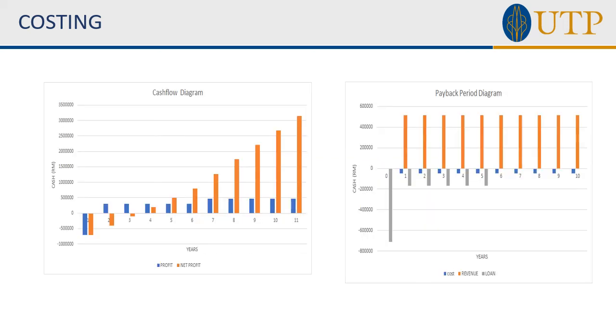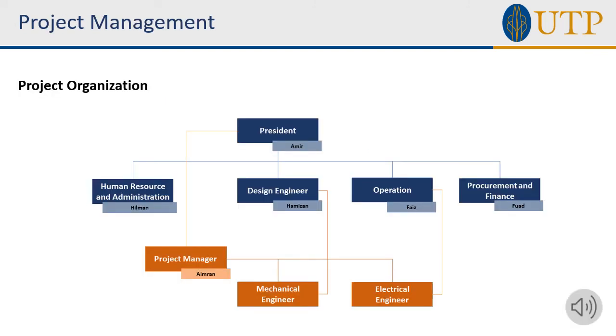Based on the previous calculation, it is expressed in these two graphs, which are the cash flow diagram and the payback period diagram. From the assumption of 6% interest on the loan payment, it will take just 5 years to settle all the bank's loan. So it can be assumed that this project is cost feasible and it can be sustained throughout the rest of the years. Okay, that's all from me. Thank you.